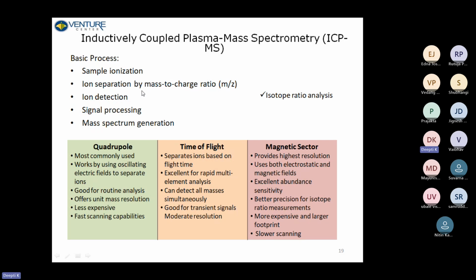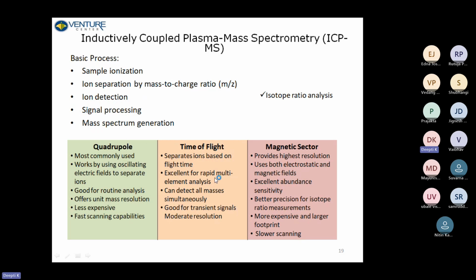So depending upon the type of detector that is used, ICP-MS equipments are categorized or popularly known as quadrupole equipments or TOF equipments or magnetic sector equipments. Quadrupole is one of the most popularly used detectors. It works by using oscillating electric fields to separate ions. It is very useful for routine analysis. It offers mass resolution of a single unit. It is less expensive in comparison to the other two and has very fast scanning capabilities.